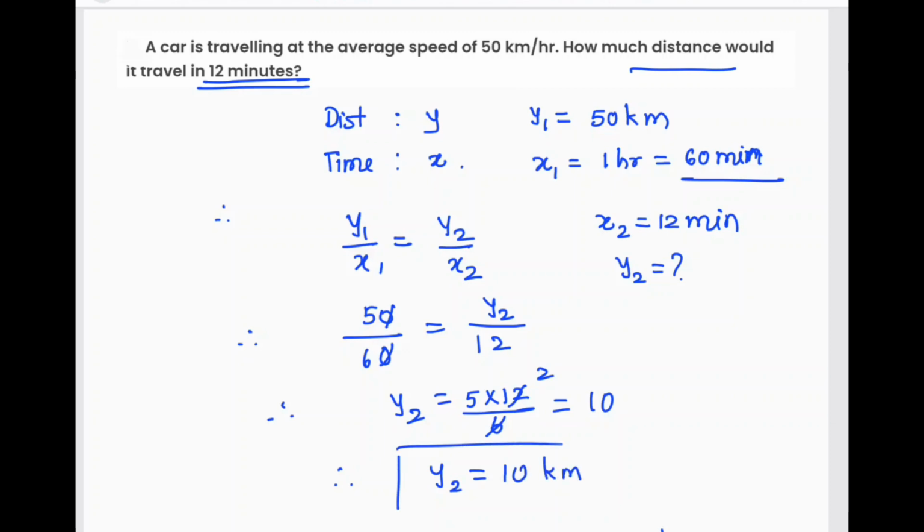Do not forget to mention the units. So in 12 minutes the car reaches 10 kilometers. So that is direct variation. Why? Because distance is more when time is more. When the time is less, the distance covered will also be less.